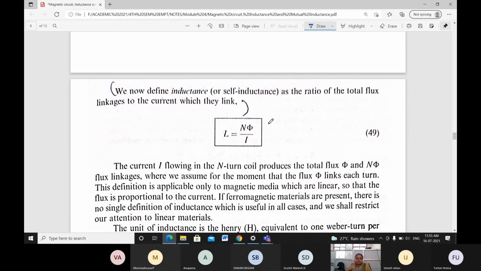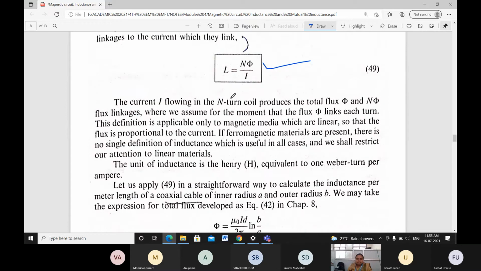In our previous semester you used these equations, but here it is defining how it comes about. A current I flowing in N turns of a coil produces a total flux of psi and N psi flux linkages, where we assume that the flux links each of the N turns of the coil.